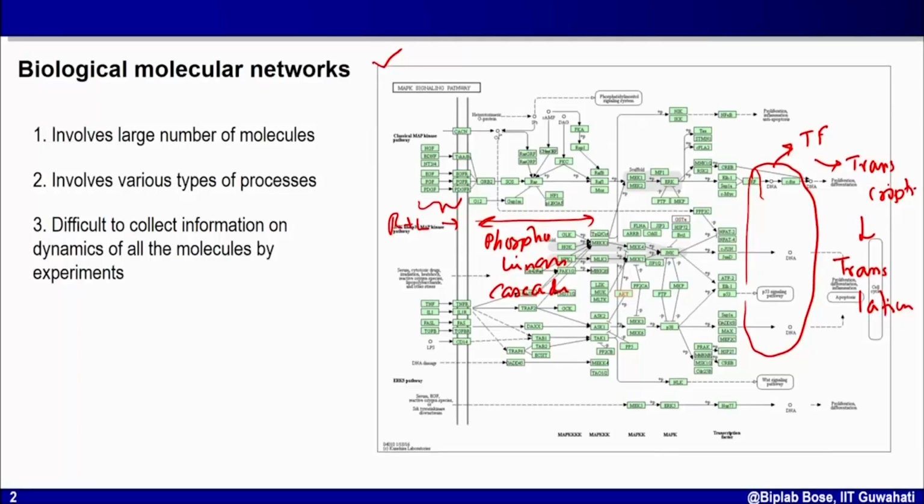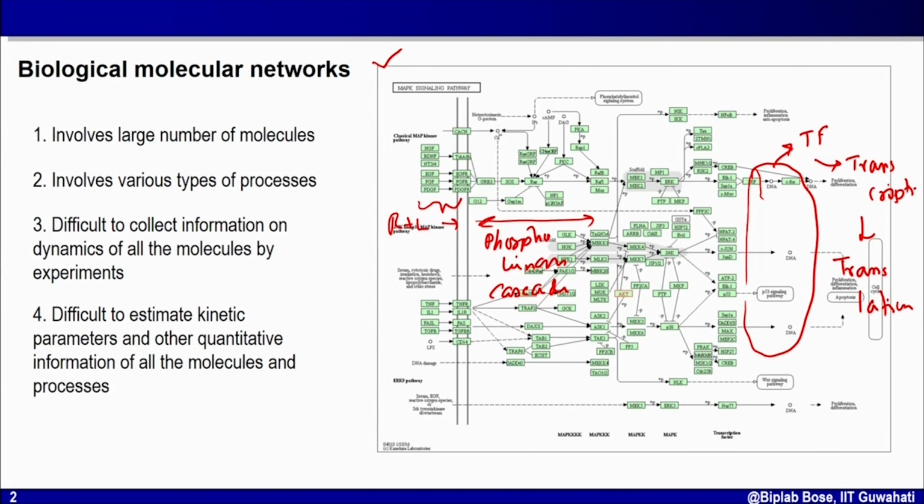It means I want to collect the change in concentration of each molecule with respect to time, for all the molecules in this network. So it is very difficult to collect information on the dynamics of all molecules by experiments, and that's very rare actually. Then another important problem, and rather a big obstacle in creating an ordinary differential equation based model for this type of large network, is that you require kinetic parameters.